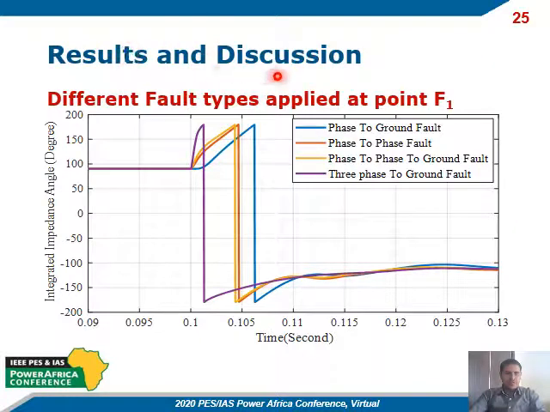Results and discussion. This figure presents the response of the integrated impedance angle with respect to time in seconds when different fault types are applied at fault point number 1. Firstly, the largest time needed for the integrated impedance to cross the threshold value was for the phase to ground fault, which is about 6 milliseconds. The lowest response time was about 2 milliseconds, for the 3 phase to ground fault.